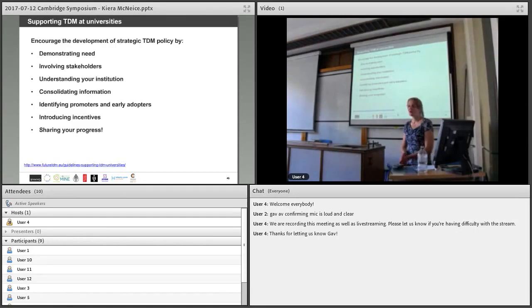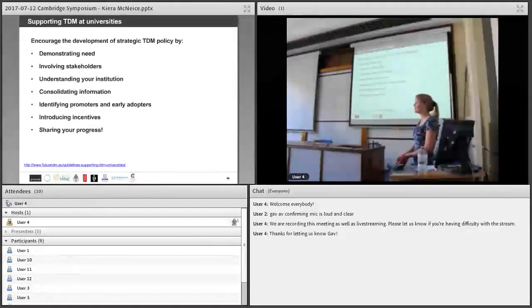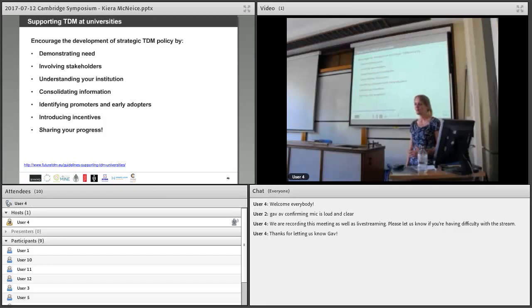So in the course of the project, we came across several steps that you can take as a university, or within your university, to help encourage your university's decision makers to develop strategic policies around text and data mining. And we go into these in a lot more depth in the guidelines that are again found online.